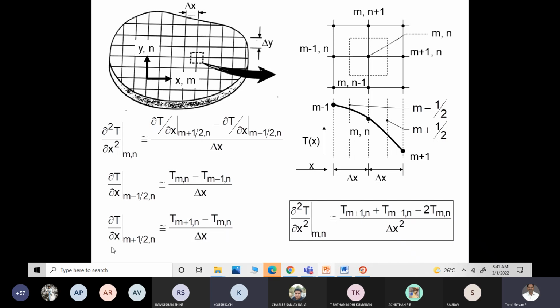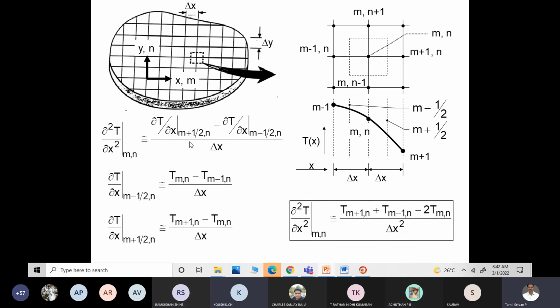Now when you substitute these two values here, ∂²T/∂x² at m comma n will be approximately equal to [T(m plus 1,n) plus T(m minus 1,n) minus 2T(m,n)] divided by del x squared. Is it fine? Why del x squared?